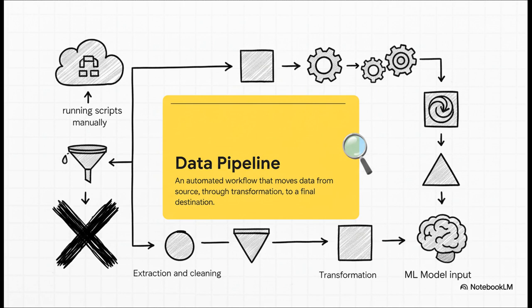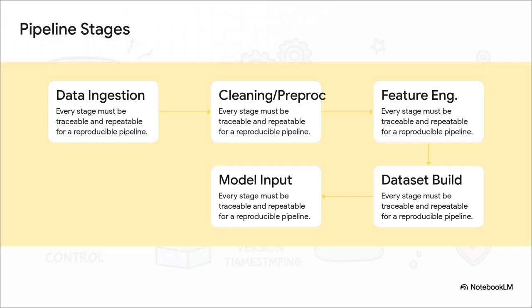See, without this structure, we're just running scripts manually, and that's exactly where all the problems start. Let's just follow the data on its little journey for a second. First, it gets pulled in, or ingested. Then comes the really critical part, cleaning and pre-processing. After that, we do our feature engineering, creating the signals the model will learn from. And finally, we build our training and testing datasets. The key thing to get here is that for the whole system to be reproducible, every single one of these stages has to be repeatable. If one link in that chain breaks, the whole thing falls apart.